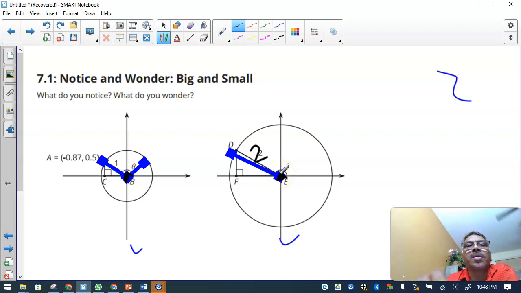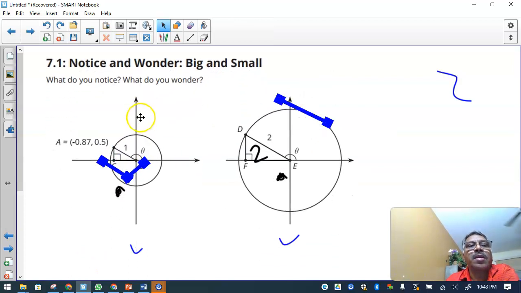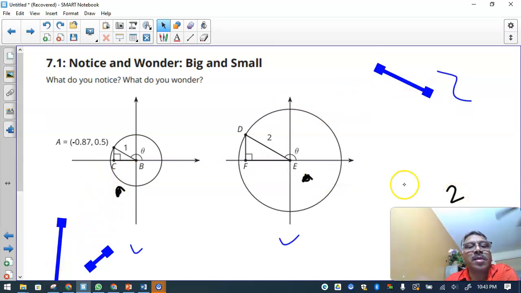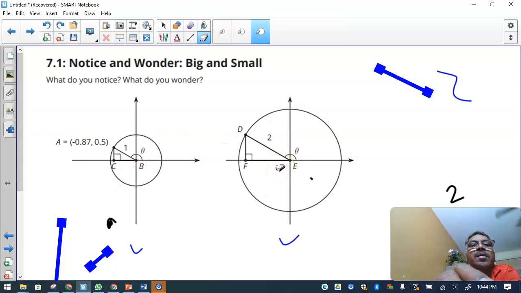Then you also see there are two similar triangles there. You can see there are two triangles here, one is this one, and this is one. There's a 90 degrees. This also is 90, and there's angle theta. This also is angle theta. So what you wonder is are these two triangles similar? The small one and the big one. Are those two triangles similar?